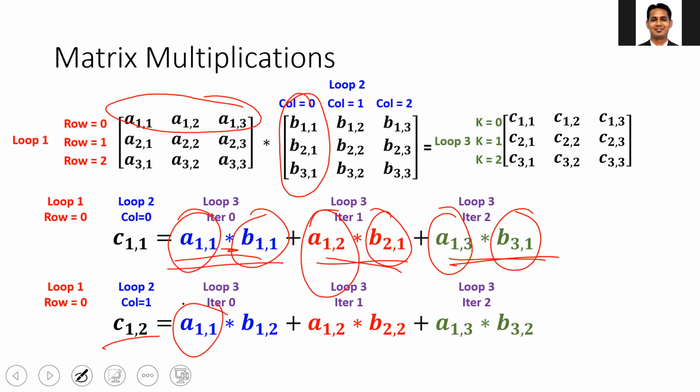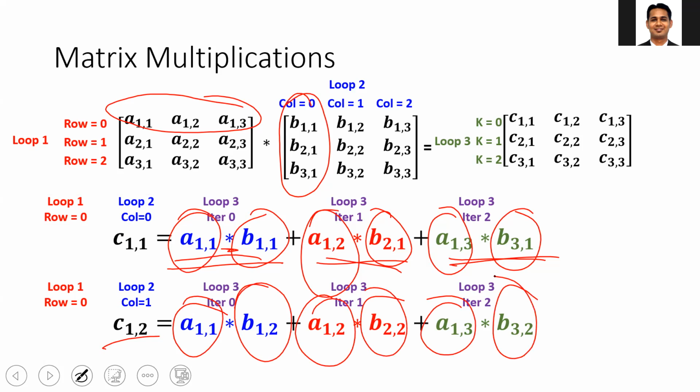The same thing applies to calculating C12. You need the entire row of A, that is row 0, and column 1 of B, the middle column. So basically you need one row of A and one column of B to speed up the operation further. You can go one step further, but right now we'll limit it to this level of parallelization.